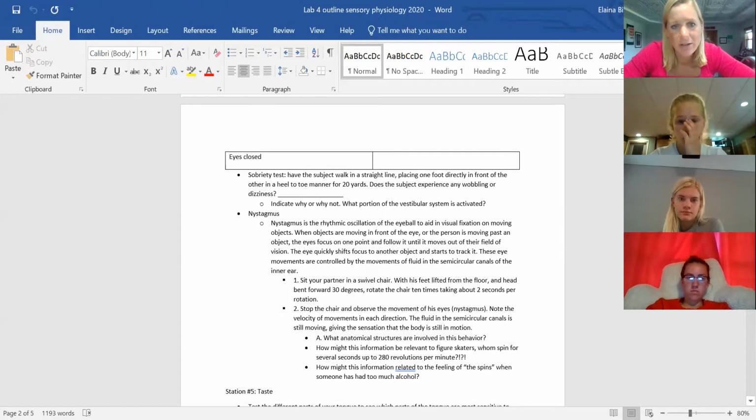Sobriety test is pretty similar as well. We're looking for how our vestibular system is activated. So again, just a couple of questions to go along with this.